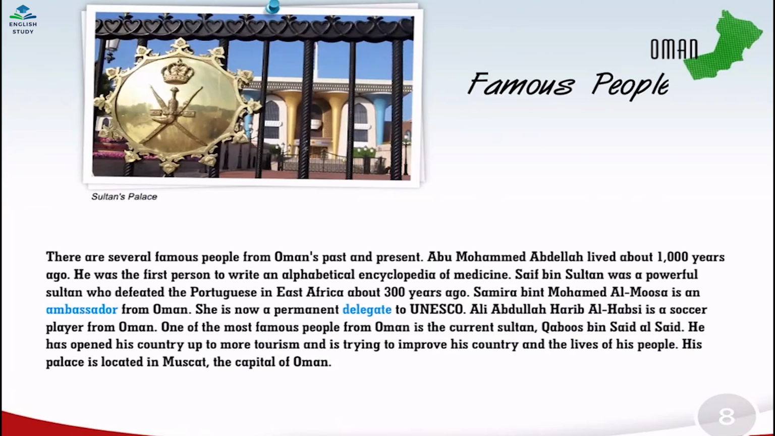Samira bint Muhammad al-Musa is an ambassador from Oman. She is now a permanent delegate to UNESCO. Ali Abdullah Rib al-Habsi is a soccer player from Oman.